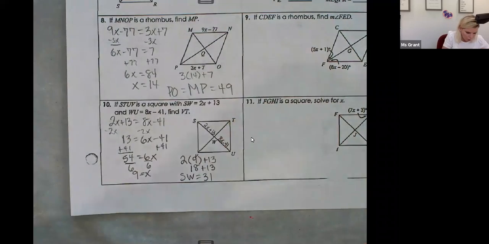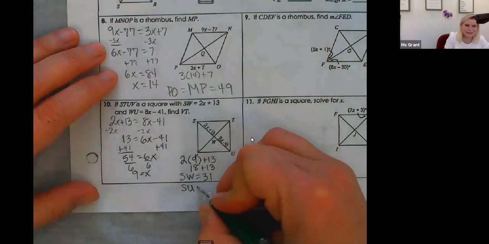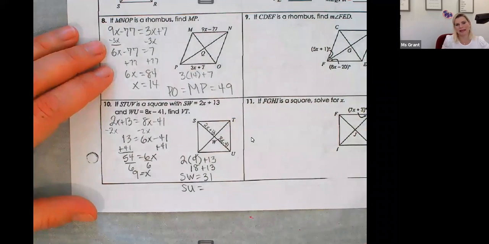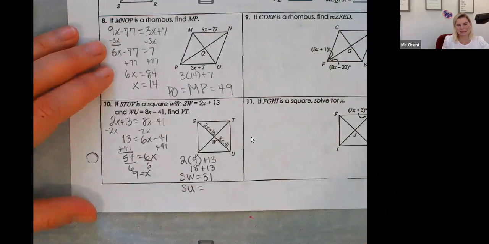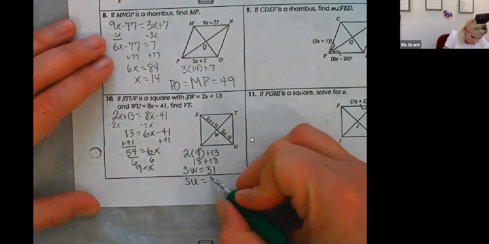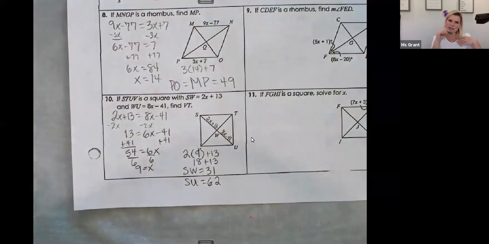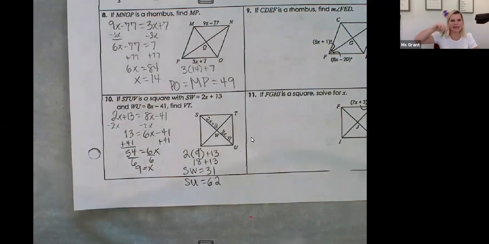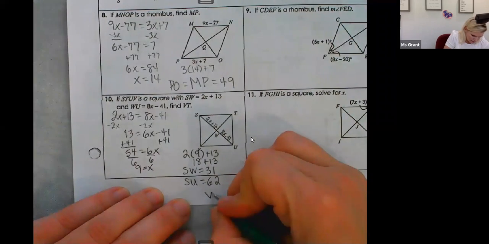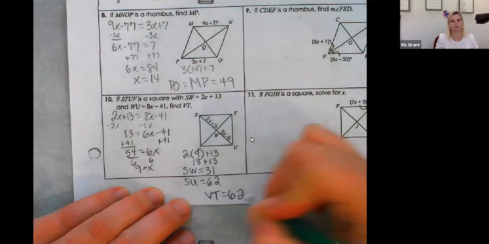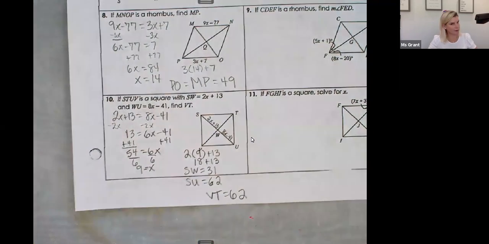That means the whole thing, SU, is double 31 because the diagonal was cut in half, and so I'm going to double it, 62. So then if SU is 62, then I can assume that the other diagonal, VT, equals 62. Diagonals are congruent.